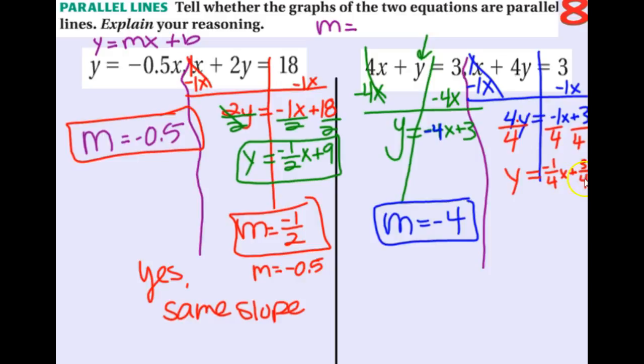We don't really care about what b is right now. We only care to look at our slope to figure out if they're parallel. And this one, our slope is -1/4. They're both negative, but they're not the same number. This is 4, this is 1/4. Those are very different numbers.